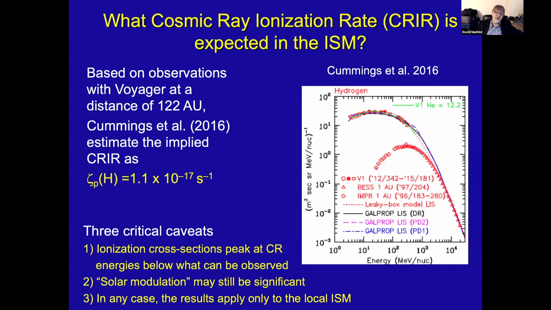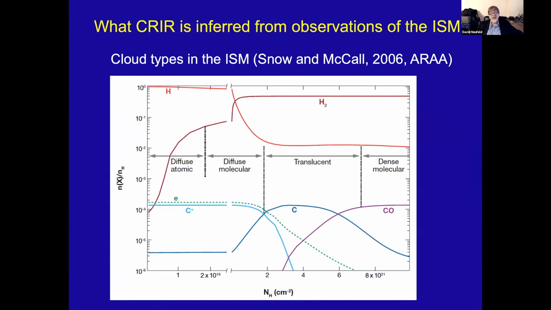There's also an open question as to whether what one is seeing with Voyager is really completely unmodulated by the effects of the sun's magnetic field and solar wind. And in any case, the results apply only to the local interstellar medium. So then the question is, can we actually infer the cosmic ray ionization rate in clouds in the galactic disk?